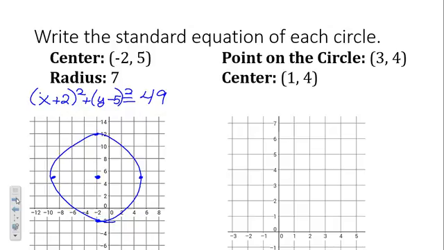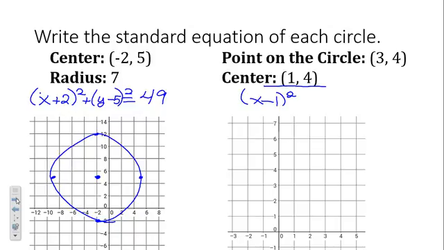Okay. So we've got a point on the circle that's at 3, 4, and we have a center at 1, 4. So let's start our equation out. What's our equation going to say, Jen? Be careful. Point on the circle, center. Grab the right point. Yep. Because it's the center of the circle. This is just a point that's somewhere out there on the circle. This is the actual center.